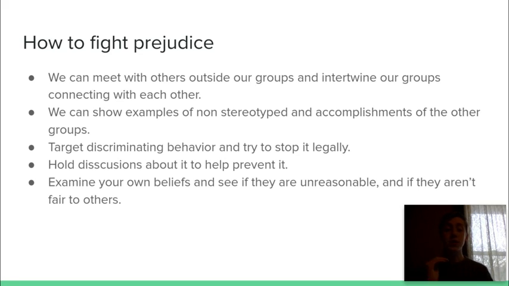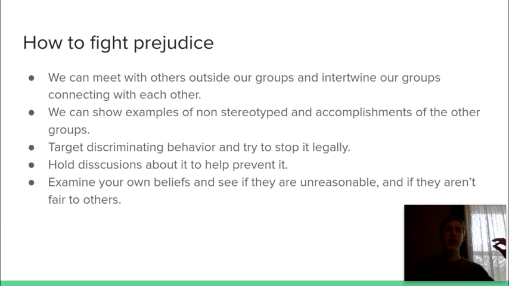Now, one of these reasons is kind of controversial. You can target the discriminating behavior and try to stop it legally. It's kind of harder to stop it legally, and that's why I say it's controversial, because some people won't change, even if it's against the law. So that's kind of hard to do, but you can still go in and fight it and try to help change the rules. You can also hold discussions about it to prevent it.